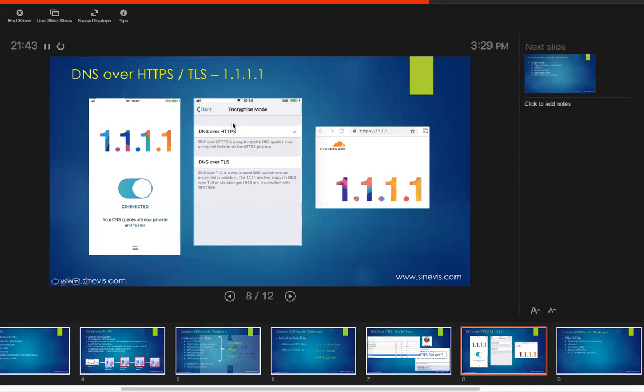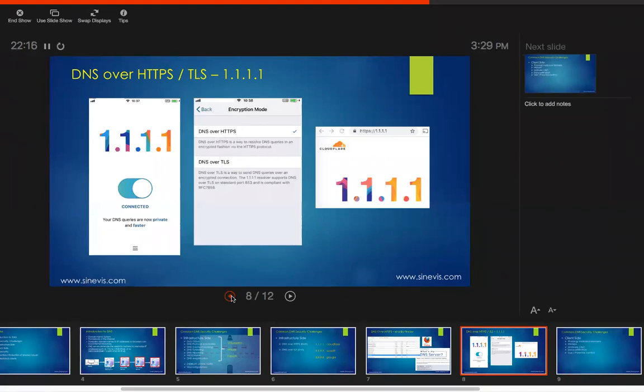Today almost all organizations allow HTTPS. Another way of doing this is DNS over TLS. TLS is not over a standard port like HTTPS; you have to use a different port, like TCP 853. So all organizations may not allow this port outbound, but for sure HTTPS is allowed. So you can try this app.